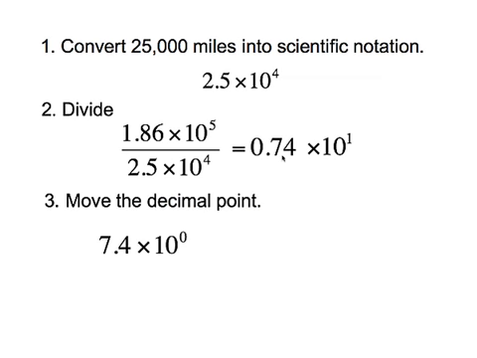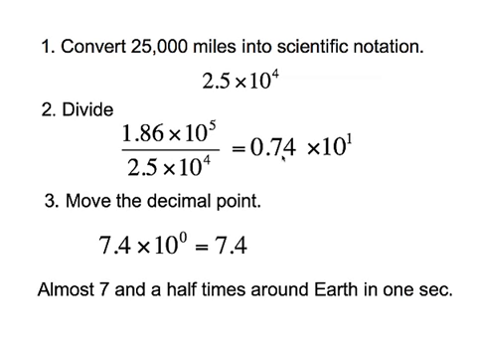Now what does this mean? This means that light travels almost 7.5 times around Earth in 1 second. Imagine that. Before I can even say the word second, light would travel 7.5 times around Earth. That's fast. In fact, we will find later on that this is the cosmic speed limit. Nothing travels faster than the speed of light.